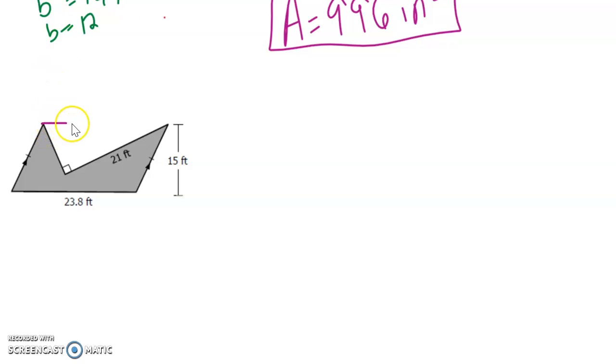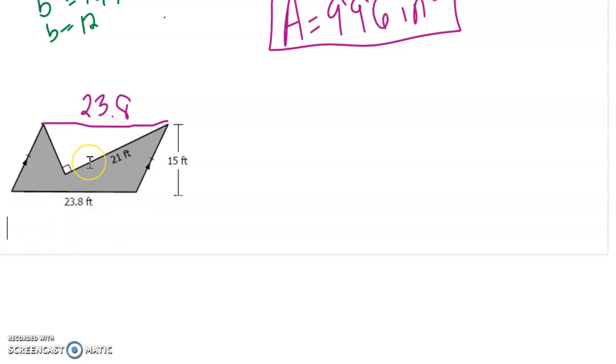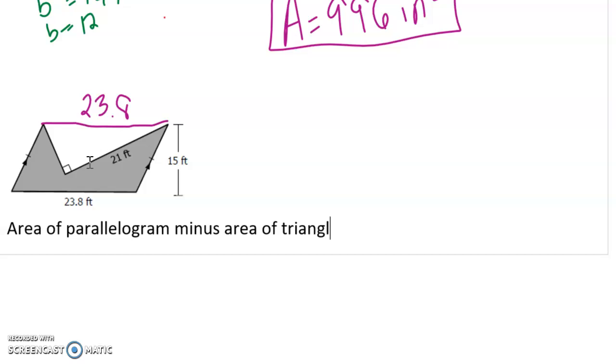In this case, we can fill in this side right here. And we actually have a parallelogram and a right triangle. We know in a parallelogram that this side is also 23.8. So we can use that to find the area of the parallelogram. So we're going to do the area of the parallelogram minus the area of the triangle. And that'll give us our portion.